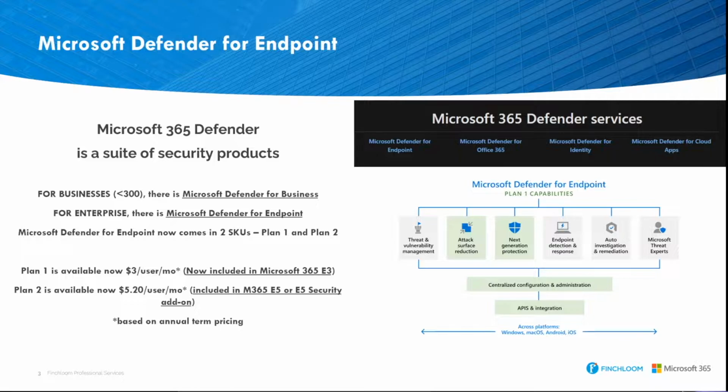Now, these SKUs, Plan 1 and Plan 2, are available now. They're included in some of the subscriptions that you might already have today. So, for example, Plan 2 that we're going to be talking about today, you can buy it as an add-on for $5.20 per user per month based on annual term pricing. Or if you already own Microsoft 365 E5 or E5 Security, it's included in that. So you may already have the product.